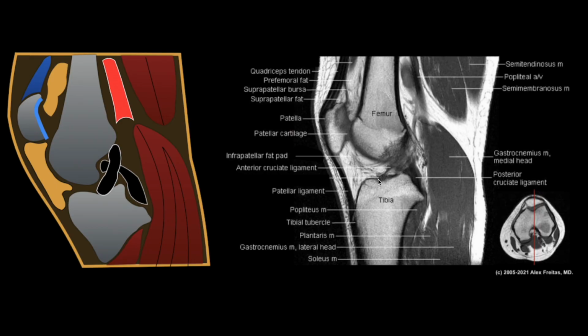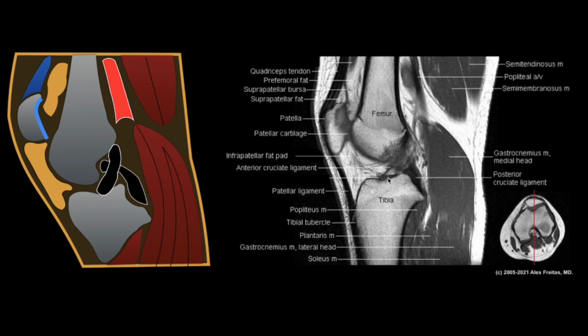We can see here the femur and the tibia and patella, and the patellar cartilage that will join the patella to the femur. Then in front of the femur we have prefemoral fat. And at the top of the patella, we have the suprapatellar fat, and we have the suprapatellar bursa too. One thing that you can see here is the quadriceps tendon, and we already talked that this is going to cover the patella, go down, and attach to the tibial tubercle, or the tuberosity. And this part will be called the patellar ligament. Under the patella and a little at the back, we can see the infrapatellar fat pad.